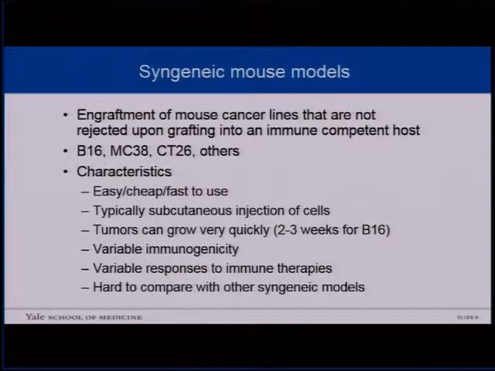Tumors tend to grow fairly quickly. For B16, it's typically 2 to 3 weeks, even with 10,000 cells injected, a relatively low number. They grow out very, very fast, which does have implications for how to interpret your anti-tumor immune responses. It may be too fast for an effective response to be generated. And again, they're variably immunogenic, and typically, for instance, B16 has pretty poor responses to immune therapy, so you could also look at that as another opportunity for making cures happen.